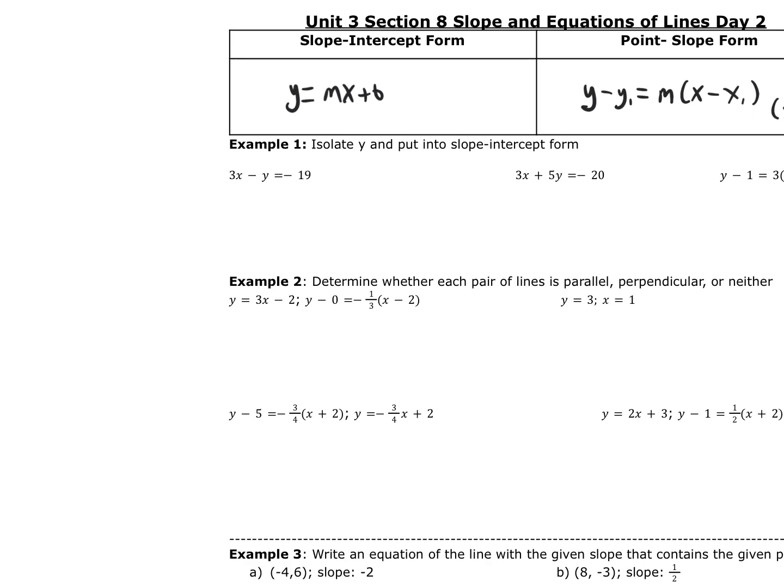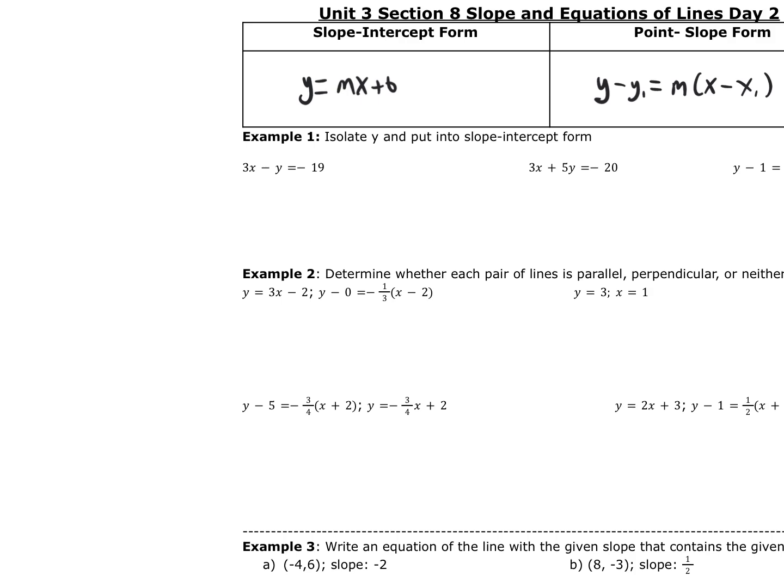Alright, so the first thing we're going to do is just work some equations where we isolate y and put it into slope-intercept form. So we just need to do some algebra to move things around to get y by itself. This first one, all we have to do is subtract 3x from both sides to get negative y equals negative 3x minus 19. And then, since y is not by itself yet, we just need to divide that by negative 1 to give us y equals positive 3x plus 19.